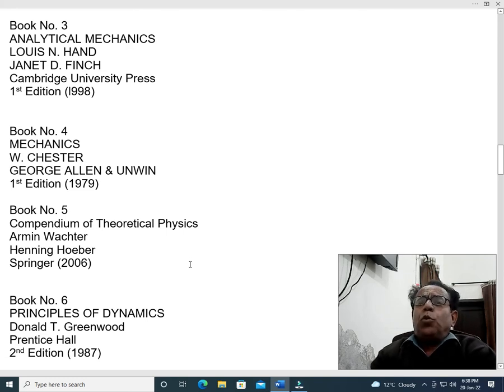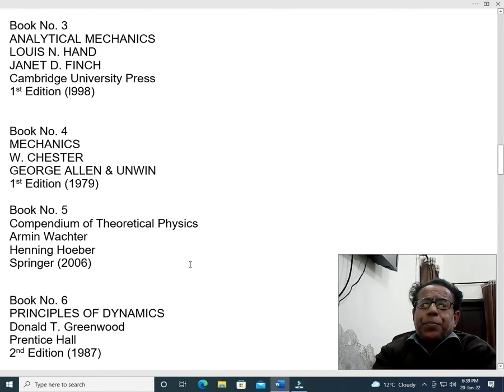Book number 4, Mechanics, W. Chester, or W. Chesser, whatever may be the exact pronunciation. Publisher is George Allen and Unwin. Its first edition 1979 will be followed.